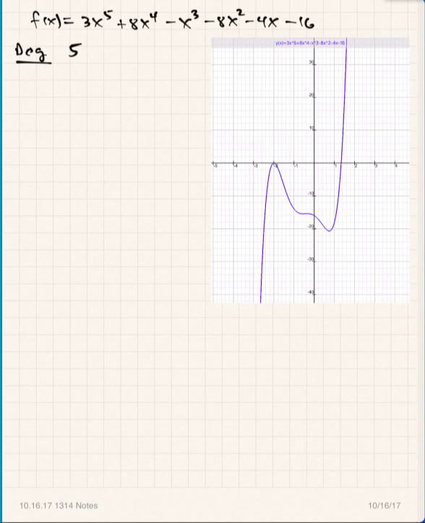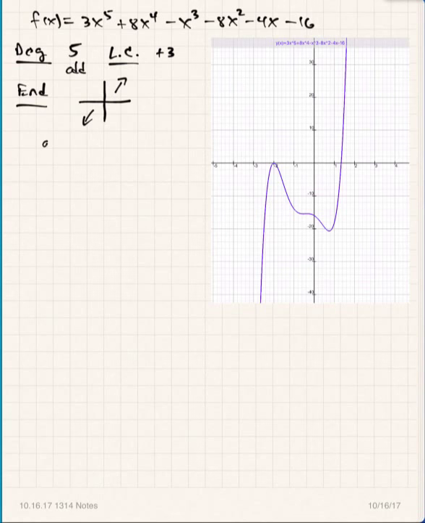The leading coefficient, the coefficient of the fifth degree term, is positive 3. Because this is an odd degree function with a positive leading coefficient, we know that the end behavior looks like the cube function. The end behavior would be a function that's falling as you move to the left and rising as you move to the right. It looks like the cube function.